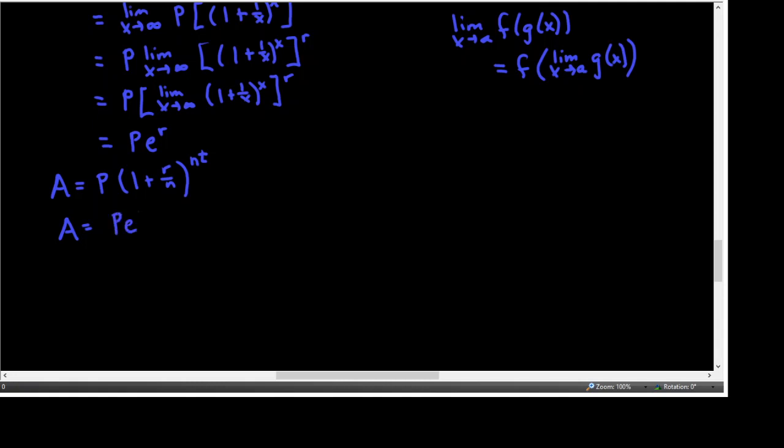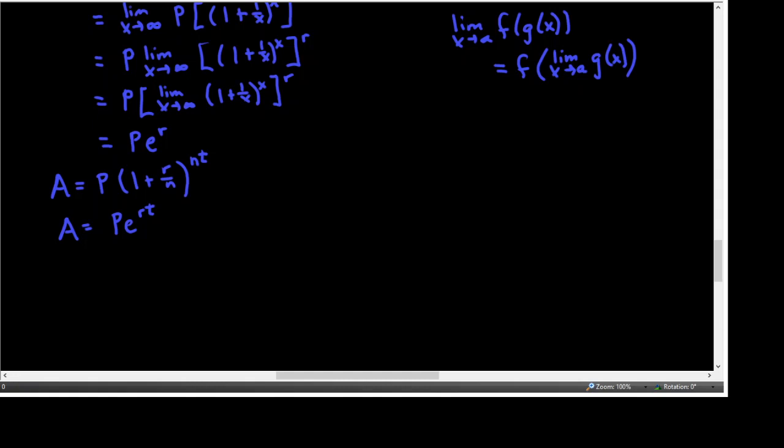And if it's continuously compounded interest for longer than 1 year, then it becomes the principal times e to the r t. Of course, if t is 1, you get the formula that's up 2 lines from there, p times e to the r. But this is if you have it for, say, 5 years, t would be 5.